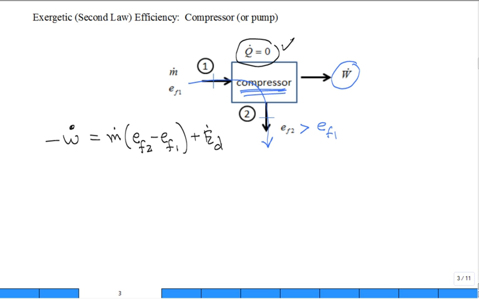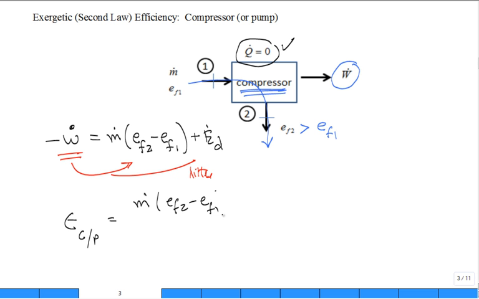Okay. Where do we want it? We want as much of this to be converted to that and little to be converted to destroyed. So we have the definition of an exergetic efficiency for the compressor or the pump, and that would be how much gets to where I want it to go, compared to what comes in.